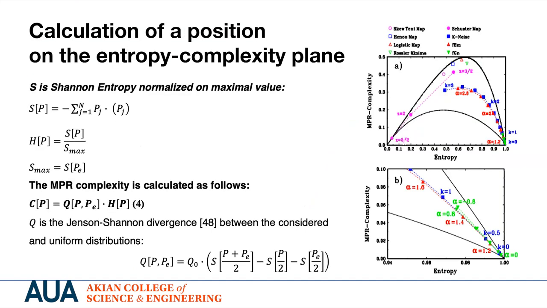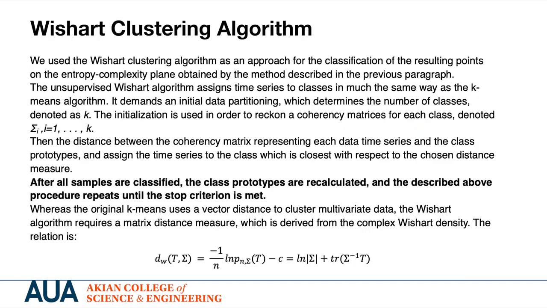For entropy-complexity analysis, we use Shannon entropy and Jensen-Shannon divergence for complexity. Then we used a very famous Wishart clustering algorithm to cluster the results. So for each time series, we assigned two metrics, entropy and complexity, and then basically clusterized them on the plane.